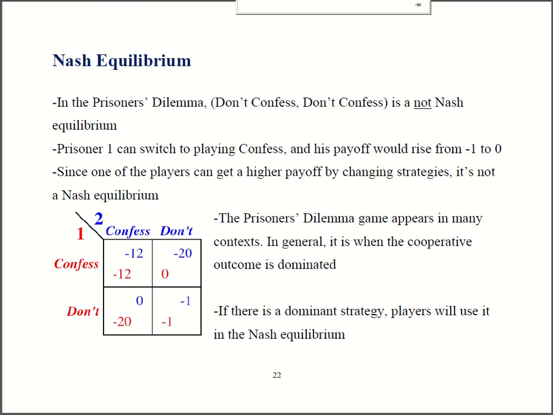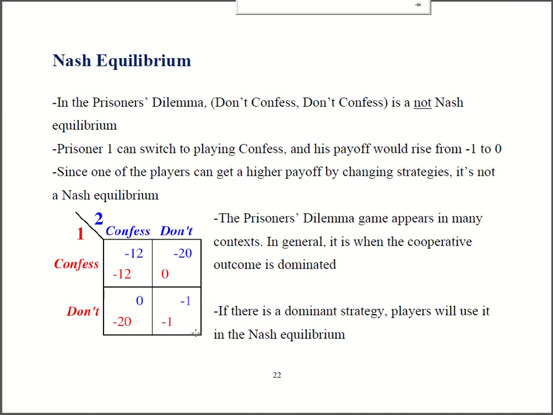So one thing you want to look at is the cooperative outcome where they both don't confess. Where they both just stay silent and they both get the 1 year in prison for the minor offense. They don't get convicted for the bigger crime they committed. So that is actually not a Nash equilibrium. The problem is that a prisoner can change strategies and get themselves a higher payoff.